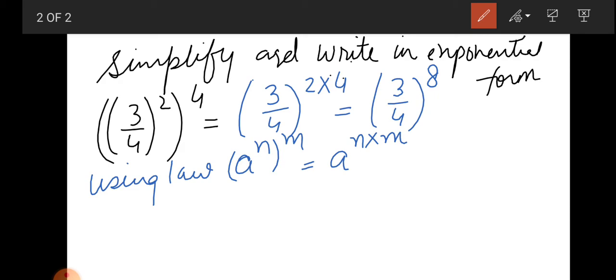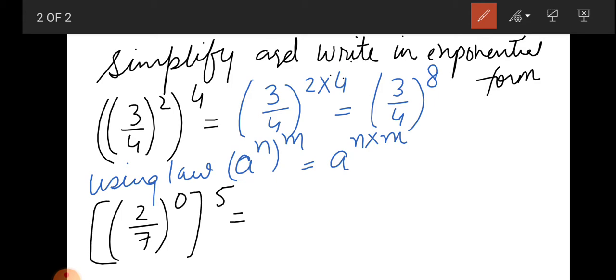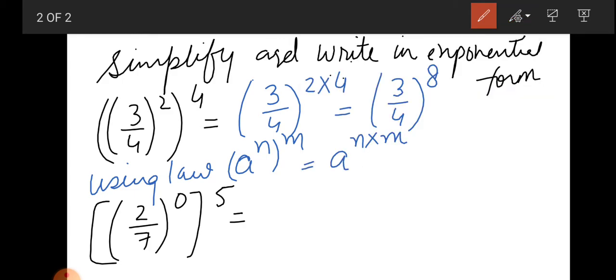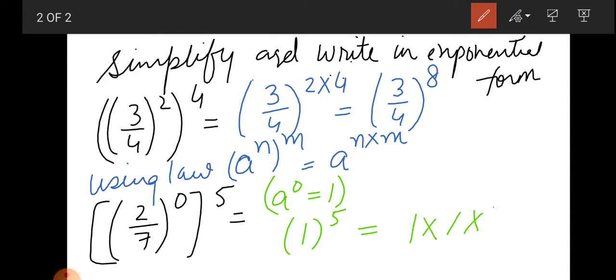Next question. 2 by 7 raised to the power 0 raised to the power 5. We know a raised to the power 0 is equal to 1. So 2 by 7 raised to the power 0 is 1, 1 raised to the power 5 is 1 into 1 into 1 into 1 into 1, which is equal to 1.